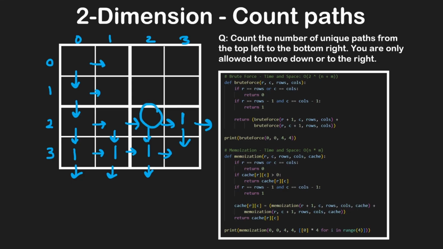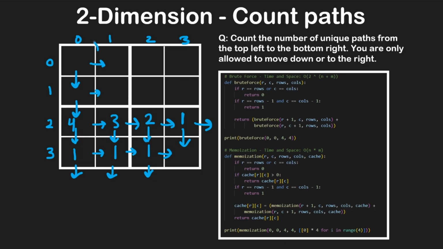Now we can calculate what goes over here. 1 plus 1. So add those together, we get a 2 over here. What about in this position? There's a 1 over here and there's a 2 over here. Add those together, we get a 3 in this position. Then we can calculate what goes over here. 1 plus 3, add those together, we get a 4 in this position. So now you're starting to get the idea.